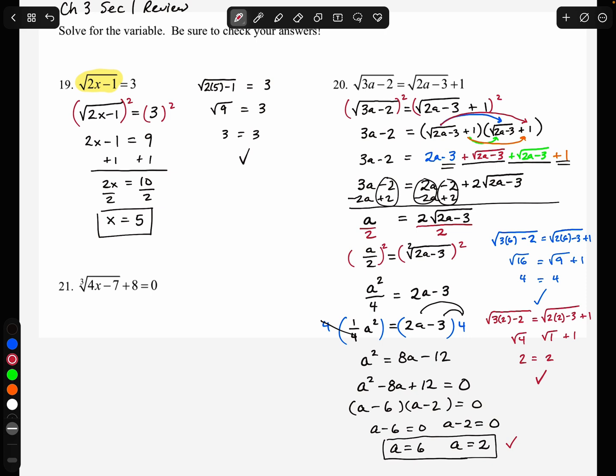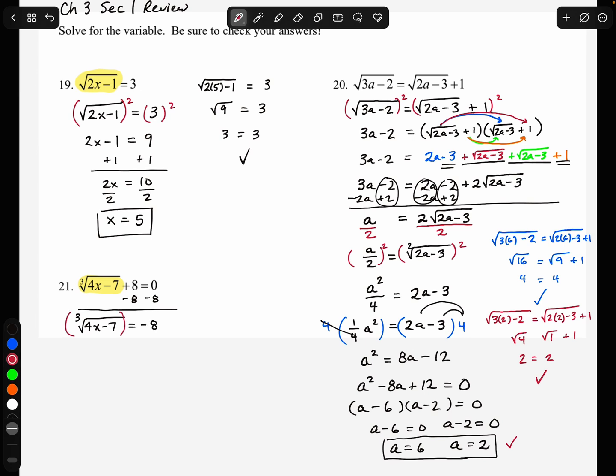All right, let's jump into number 21. That's the last one for this video. This one is a cube root function. We have the cube root of 4x minus 7, and then plus 8 equals 0. And again, remember our goal when we have square roots, cube roots, all that stuff, we want to make sure we get the root by itself. So we need to get rid of that 8 first. We're going to subtract 8 from each side. I've got the cube root of 4x minus 7 is equal to negative 8.